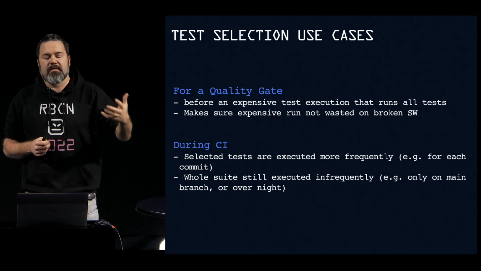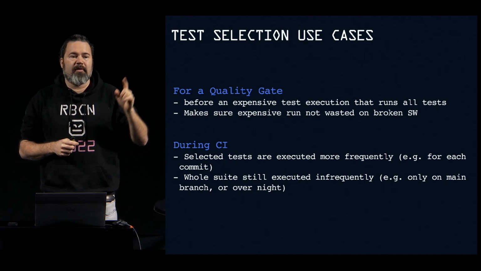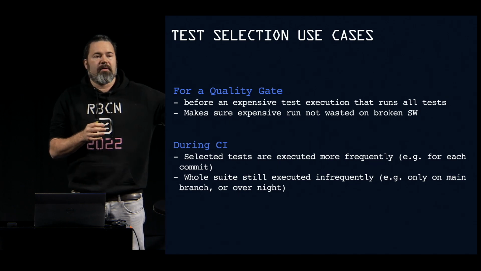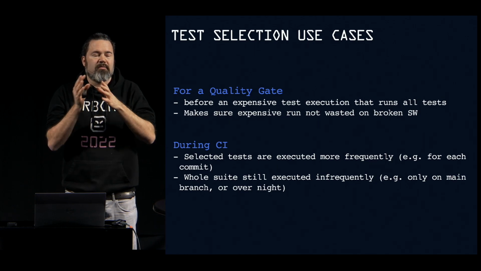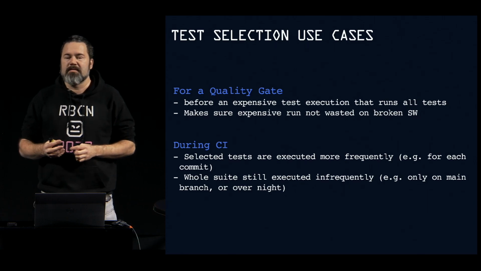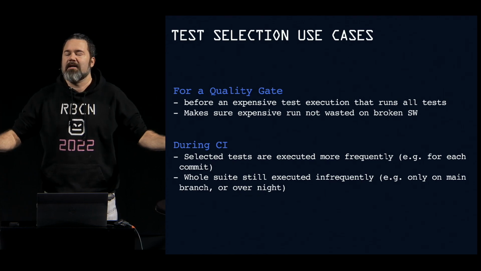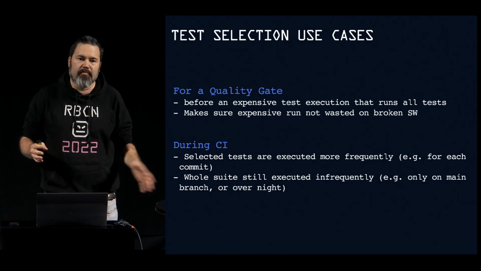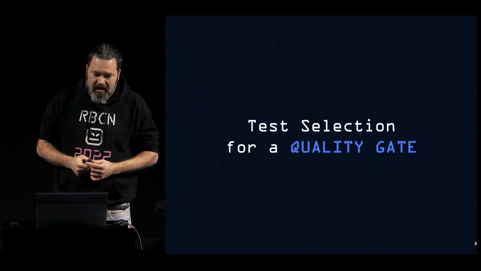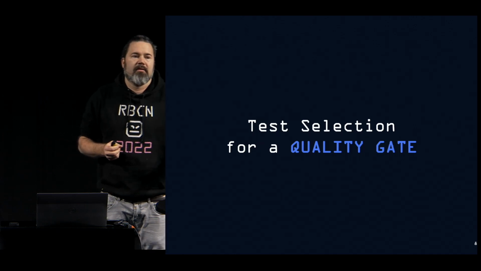And during continuous integration, now, how do we handle incompleteness? For the first one, for the quality gate, our main goal is to find out if the software is too broken for the complete test run. So it's not a problem if individual bugs slip through. For the second use case, during continuous integration, we need to every now and then still run the entire test run to make sure that no bugs slip through that the entire test run could find. So I want to first focus on the use case of a quality gate and then on continuous integration.